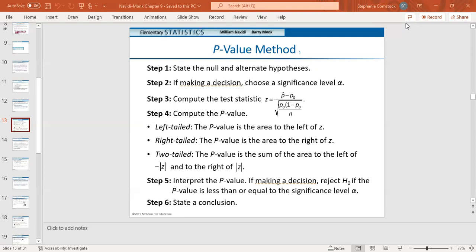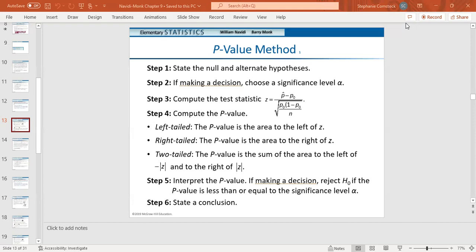Now, we are going to have to calculate our test statistic. So we've got this formula: Z equals p hat, our sample statistic, minus p naught, which is the value that comes out of the null hypothesis, over the big square root of p naught times 1 minus p naught over n. So we'll have to do that math. And then we're going to calculate this p-value.